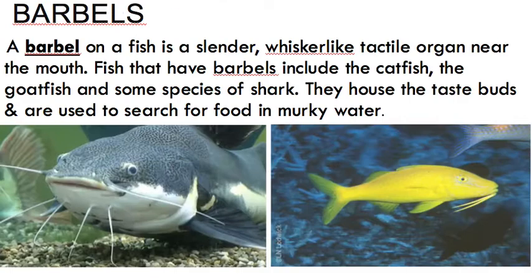All right, some other things involving anatomy: there are barbels, which are whisker-like tactile organs found around the mouth of a fish. Not all fish are going to have these, but catfish and goatfish and some sharks will have these as well. And they have taste buds in them that allow them to search for food in murky water, because if they can't see very well, they can use this to help search for stuff. So if you see anything like this on a fish, it's a barbel.